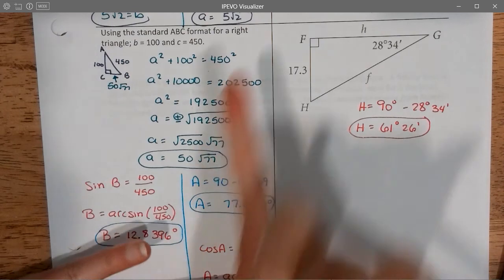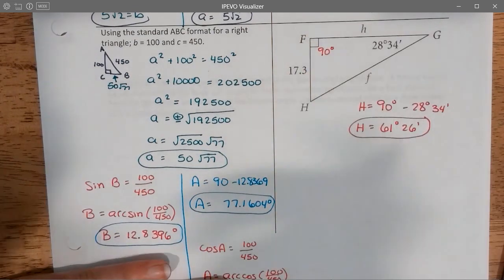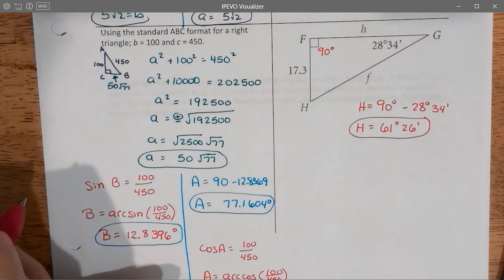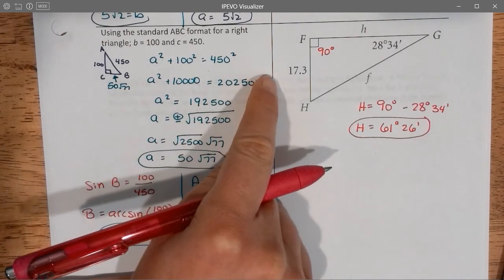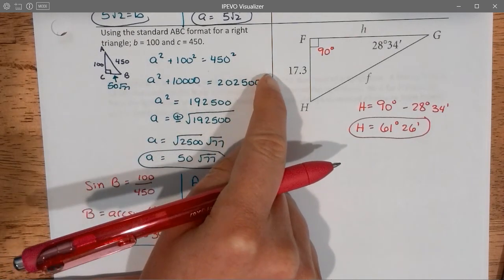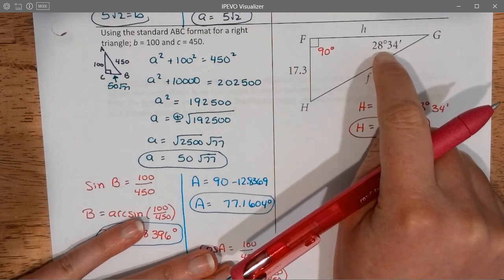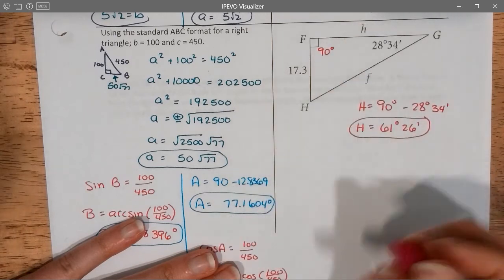I already knew F, of course, is 90, so I don't need to calculate it. That's a known. Now I need little f and little h. Okay, I can't use the Pythagorean Theorem since I only know one side, not two, so I'm going to have to use some trig identities here. So first, little h. I know angle G, and in terms of G, I have opposite and adjacent. That's going to be tangent.